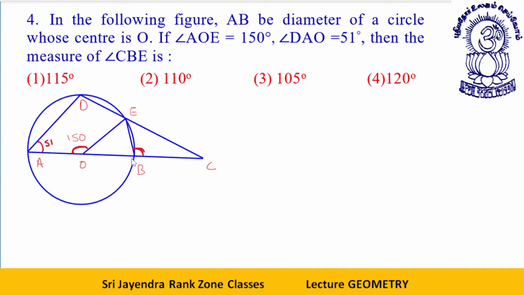It's actually easy. It's actually very easy. How come it's easy? Look, the moment you see this angle to be 150 degree, this is radius, this is radius, this is a triangle.